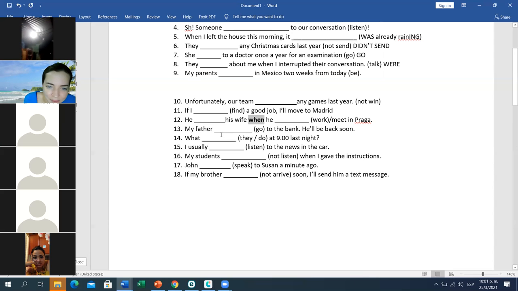Vamos rápido. 13, my father goes to the bank. My father is going to the bank. My father went to the bank. Excellent. He'll be back soon. Yes, excellent. My father went. Okay, porque dijo, se fue. He'll be back soon. Excellent. ¿Qué me hace la 14? What did they do last night? Yes. What did they do? Porque estamos utilizando did as an auxiliary, they as a subject, and do es nuestro verbo, el base form. Excellent. Number 15.